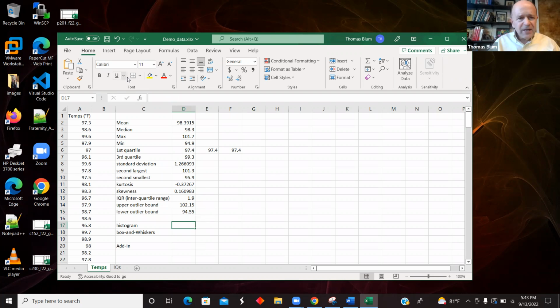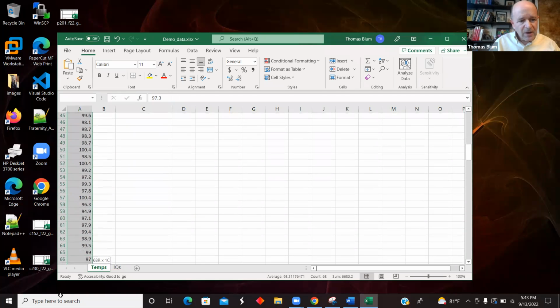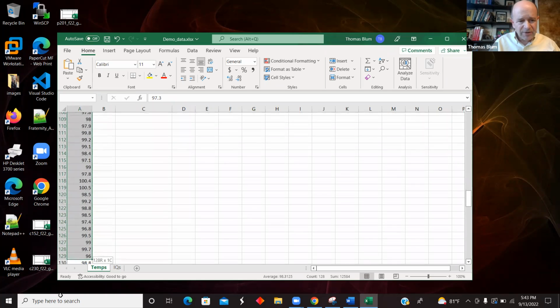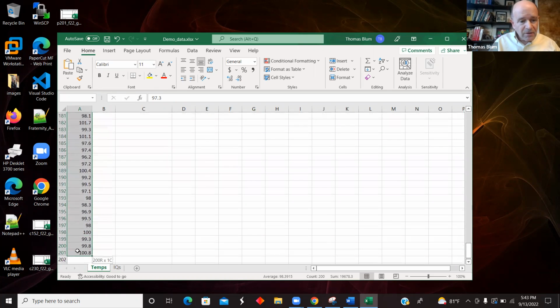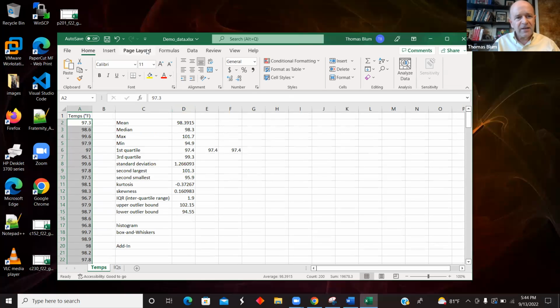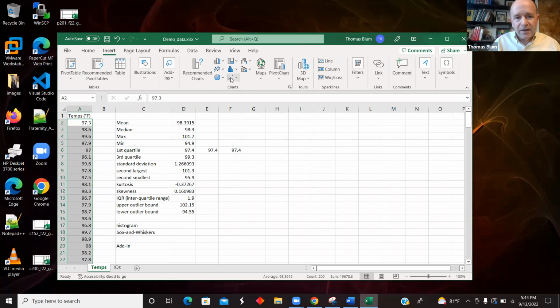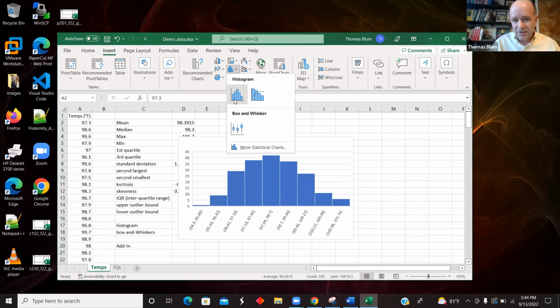I said I wanted to make a histogram, so I'm going to highlight the data. There are ways to make your own histogram. A histogram groups the data into bins and displays those bins. I've highlighted the data, and I'm going to say insert, and here are the statistical charts. It says the histogram is a statistical chart. It's going to look an awful lot like a bar chart, but it's not the same. So here is the histogram I want.